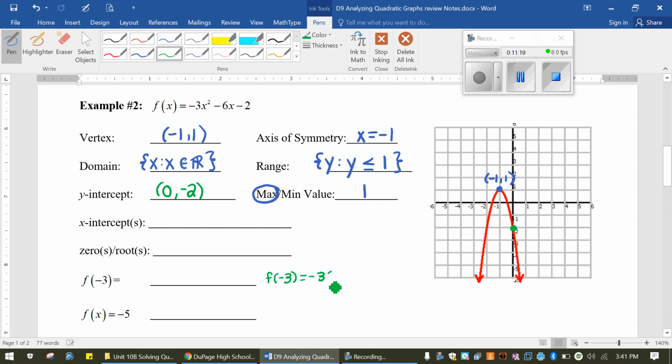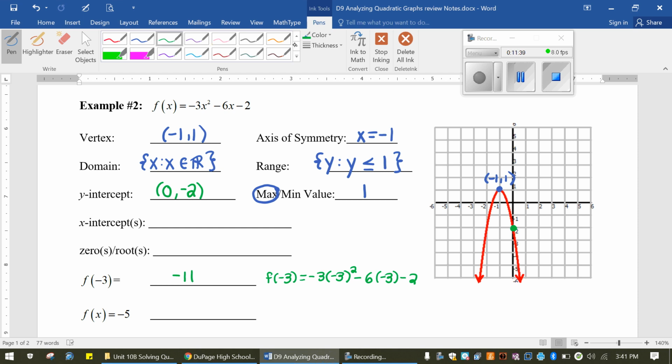We're going to have -3 times (-3) squared. Make sure you're putting that in parentheses. And then -6 times (-3). Again, make sure you're putting that in parentheses. And what you should be getting if you do this correctly is a -11.